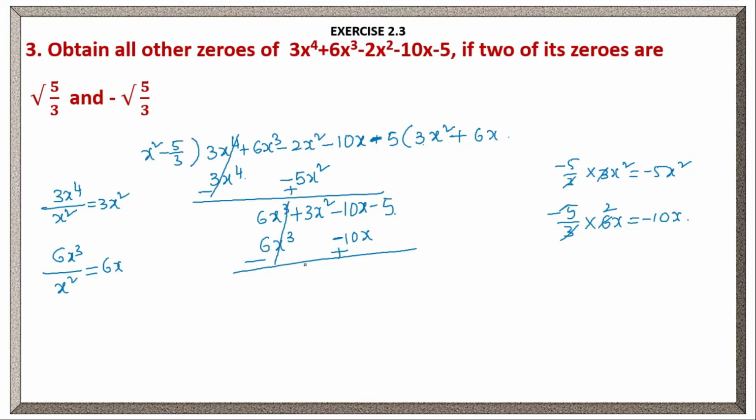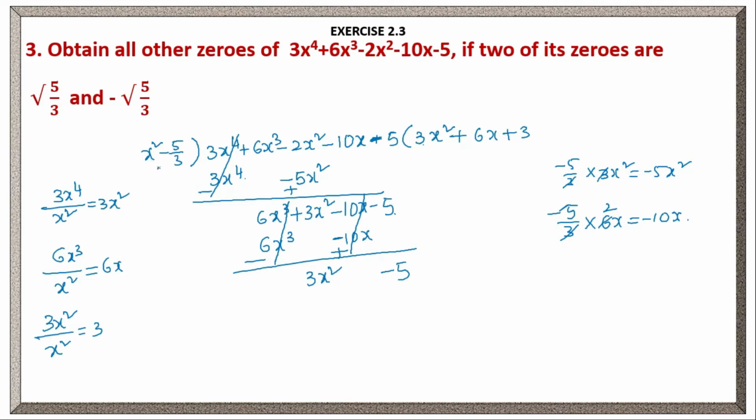Both will get cancelled. 3x square, here also both will get cancelled. Minus 5. Clear? Now what is the first term? 3x square by x square will give plus 3. Here you have to write plus 3.